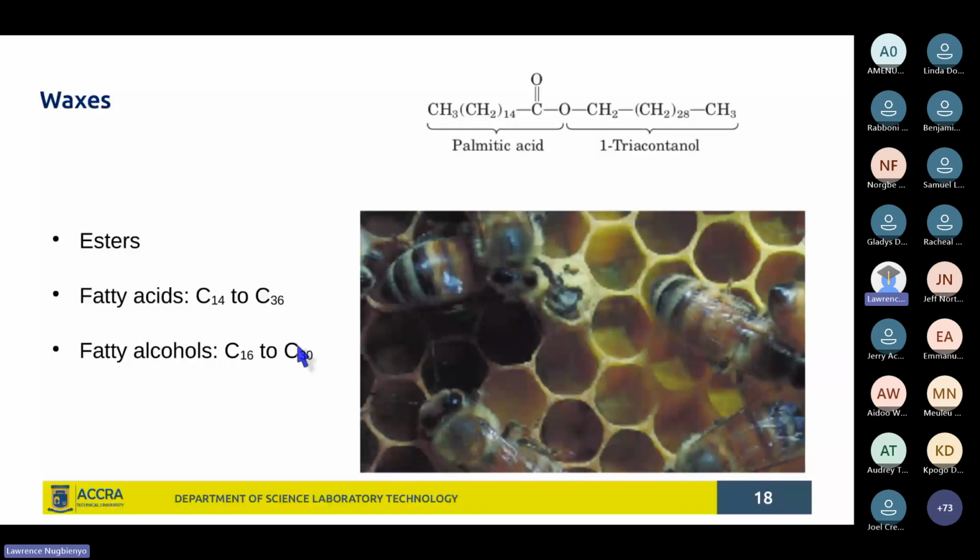And so you can see, for instance, if you look at the structure above here, the beeswax is formed between palmitic acid, which consists of 16 carbons, and triacontanol, which consists of 30 carbons. So when these two get esterified, of course, that results in such a structure, the beeswax.